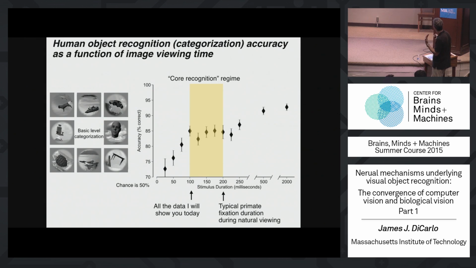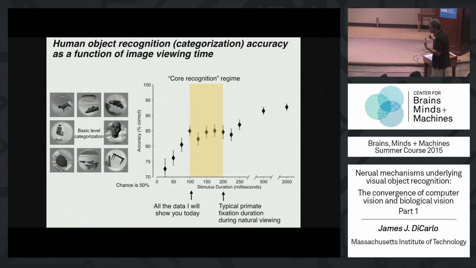So there is some gain with longer viewing duration, but you get, chances 50. So you get this huge ability, and we're not the first to show this. This is just to show you in our own kind of task that the data I'm going to tell you about, where we show the image for 100 to 200 milliseconds, this is the typical primate viewing duration. We use this for reasons of just efficiency.